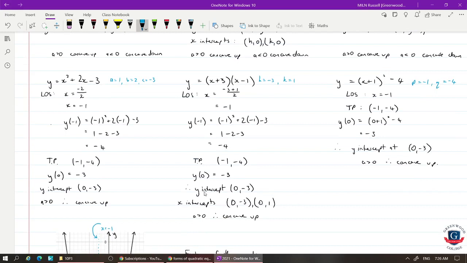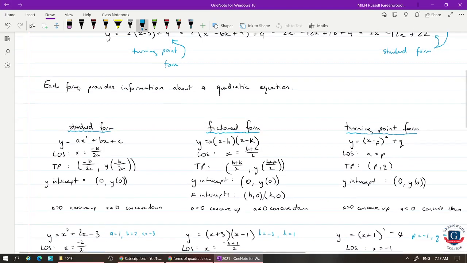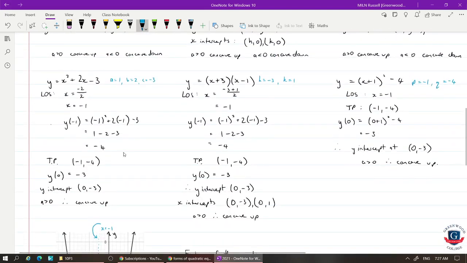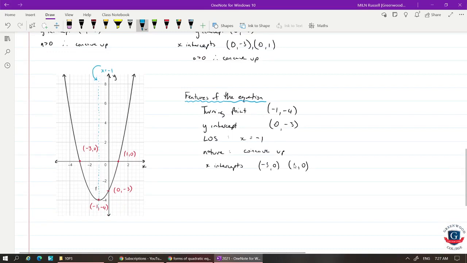The x-intercepts by far are the easiest to find when the equation's in factored form. The turning point's easiest to find when it's in turning point form. The y-intercept's easiest to find when it's in standard form. But you can find all that information from others just by doing a little bit more work. And here's the common information from all three of the graphs summarized here.